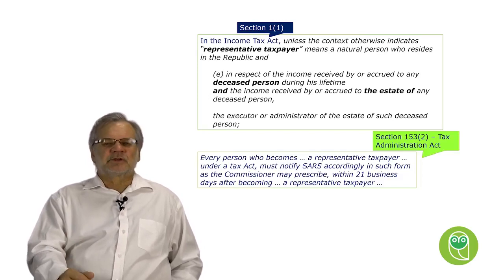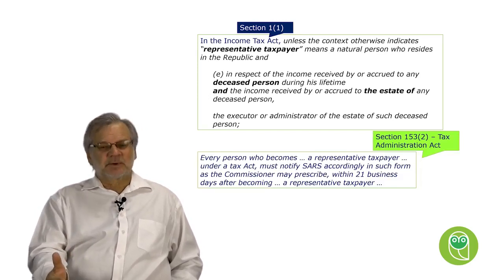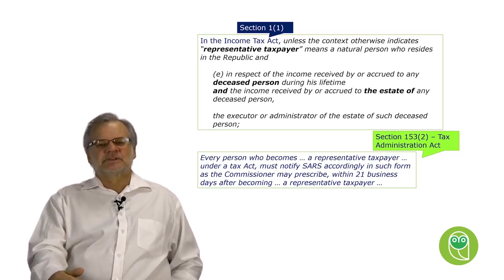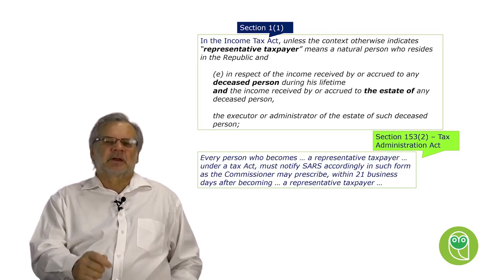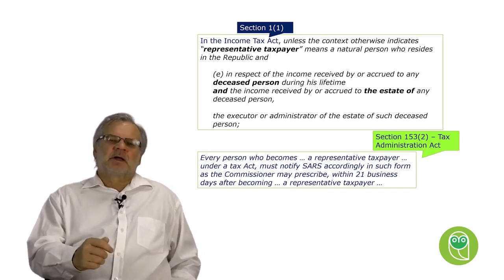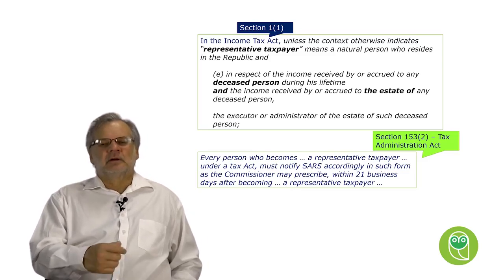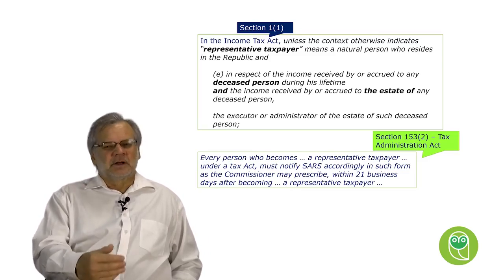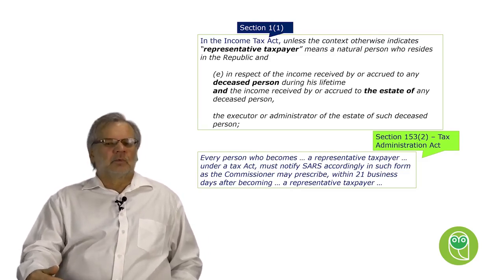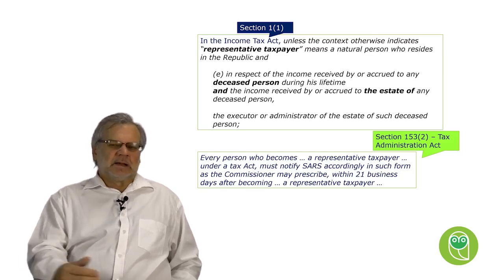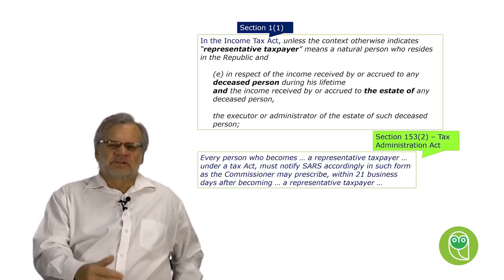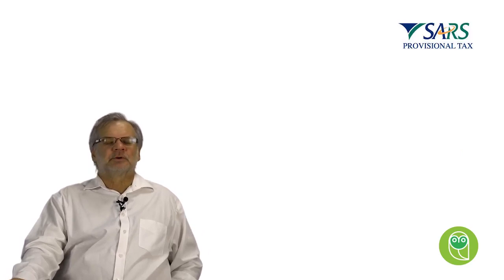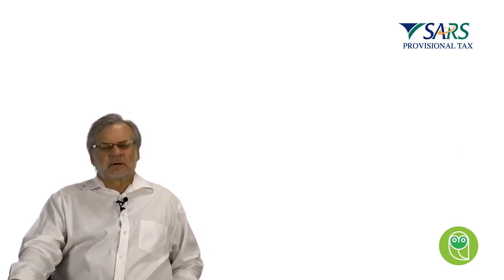Now, if we look at the Tax Administration Act, it says every person who becomes a representative taxpayer, so every executor, must notify SARS within 21 business days of becoming a representative taxpayer. And you become an executor, let's get the order right, when you get the letters from the Master that you're appointed as executor, and then you inform SARS that you will take on the position as representative taxpayer. You don't really have an option here. The executor is the representative taxpayer. The law is quite clear about that. So you must take that appointment when you act as an executor.